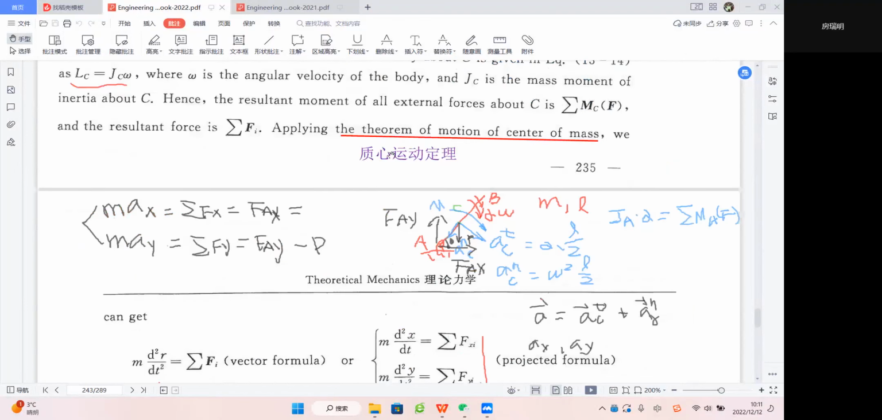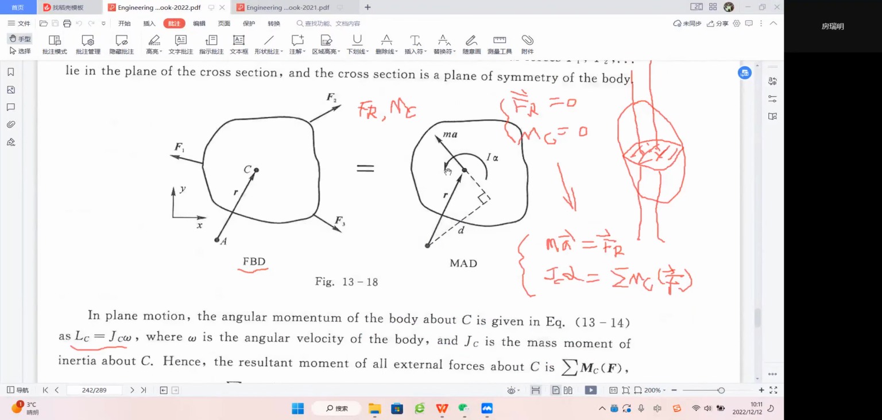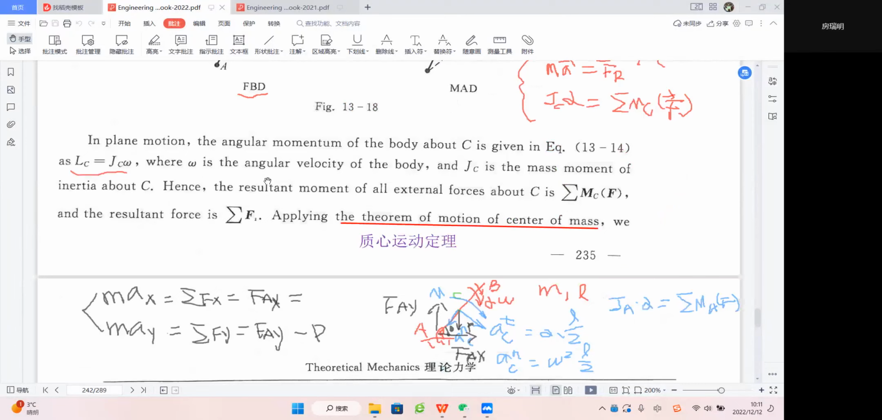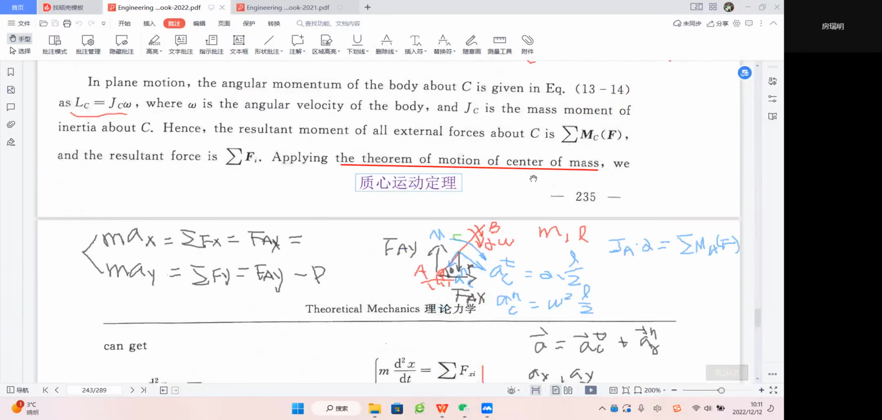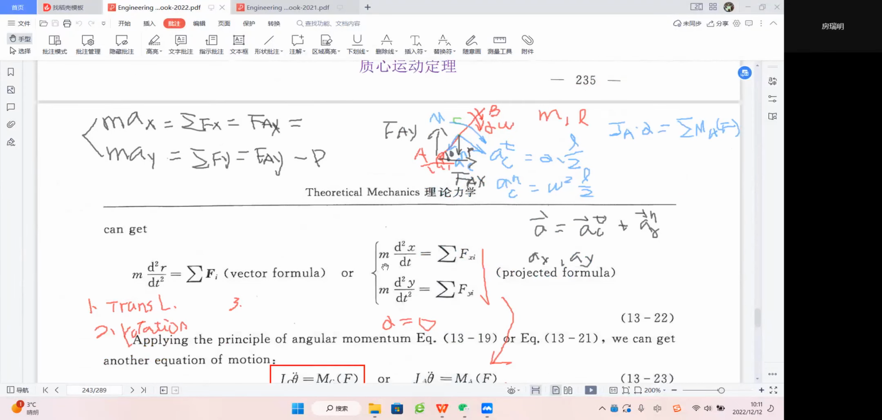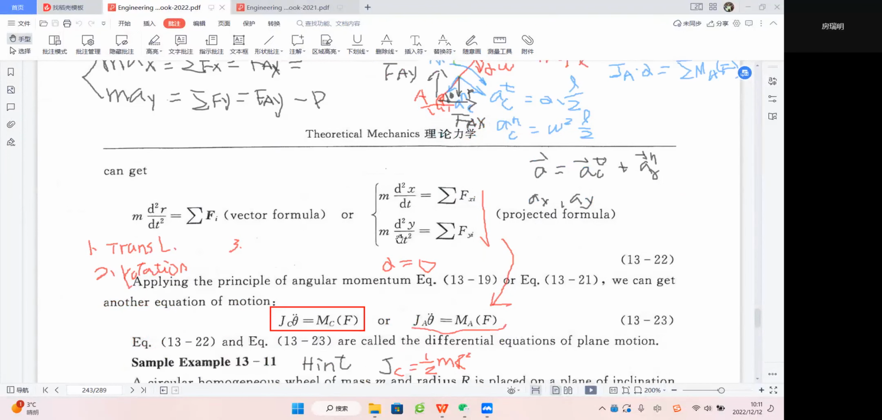So if we select the mass center of this rigid body, we have the theorem of motion of center of mass. So we will have m a_Cx, right? d squared x dt squared. There's a mistake. It should be m a_Cx equals sigma F_xi, and m a_Cy equals sigma F_yi, right?